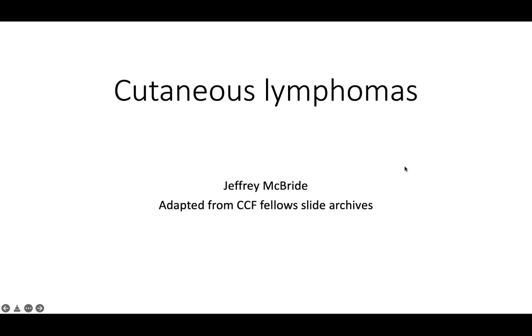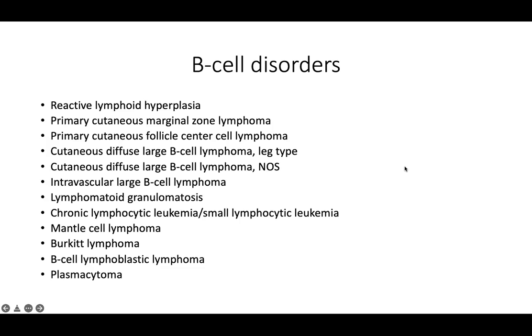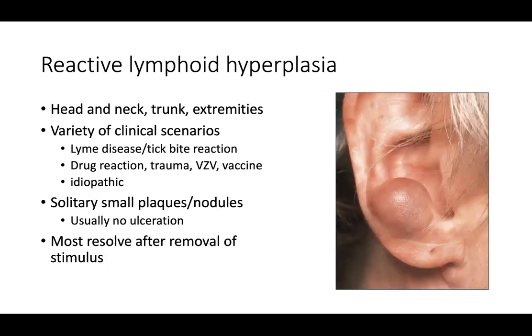All right, so we're going to discuss cutaneous lymphomas. In the first part, we're going to discuss B cell lymphomas. So looking at this long list of B cell disorders, we will cover reactive lymphoid hyperplasia, several types of primary cutaneous lymphomas, intravascular large B cell lymphoma, and some other more rare entities. So let's start out with reactive lymphoid hyperplasia.